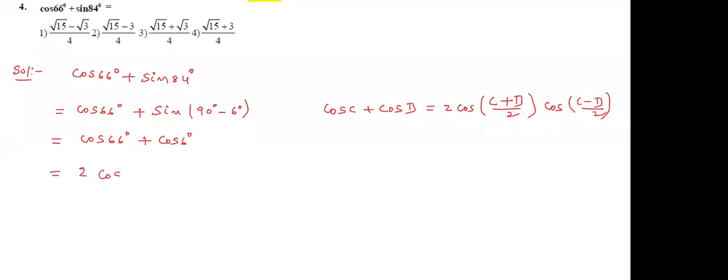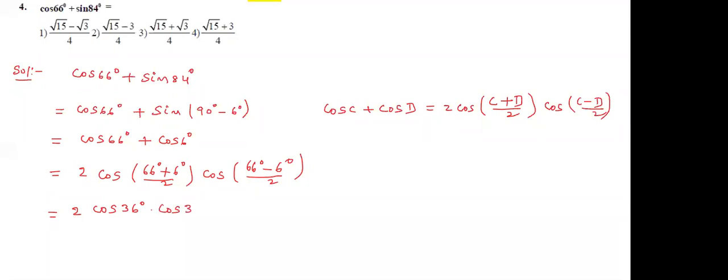Now apply the formula. 2 cos of (C plus D) by 2, that means (66 plus 6) by 2, cos of (C minus D) by 2, (66 minus 6) by 2. 66 plus 6 is 72. 72 divided by 2 is 36 degrees. 66 minus 6 is 60. 60 by 2 is 30 degrees.